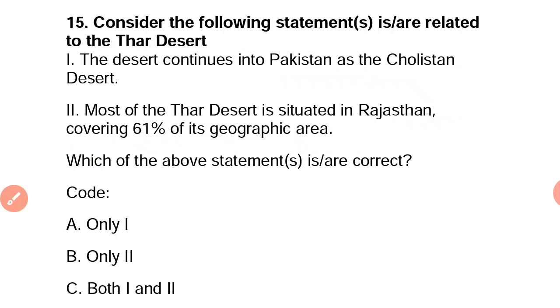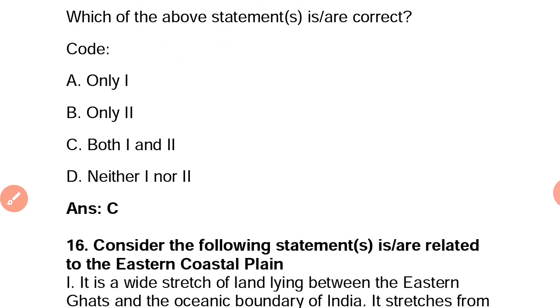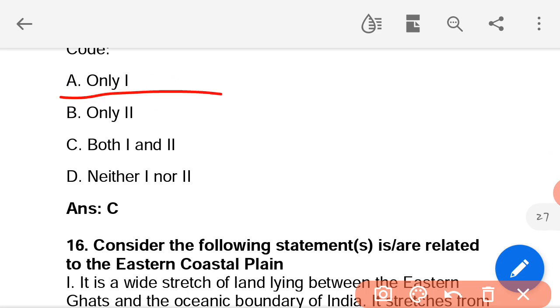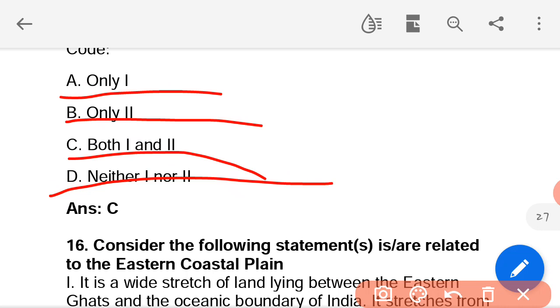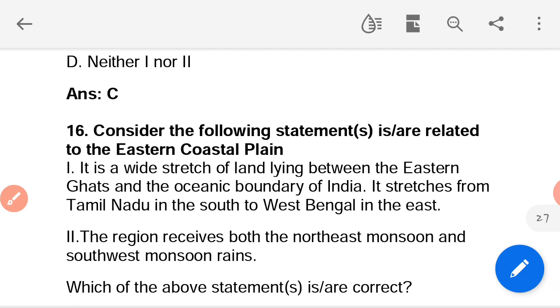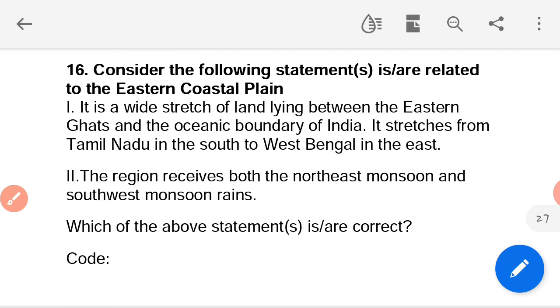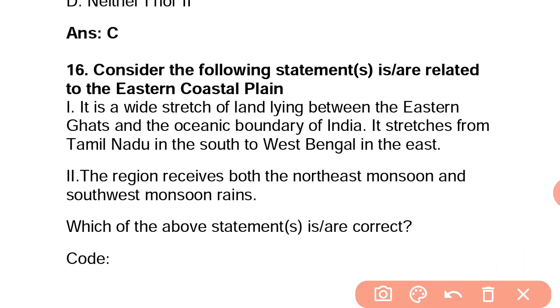Which of the above statements is or are correct? Option A, only I. Option B, only II. Option C, both I and II. Option D, neither I nor II. Right answer is both I and II. Next question.